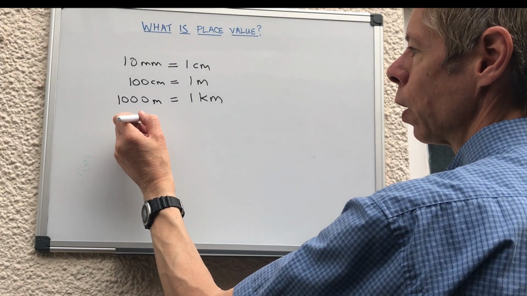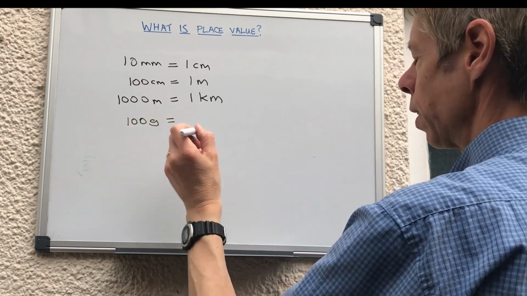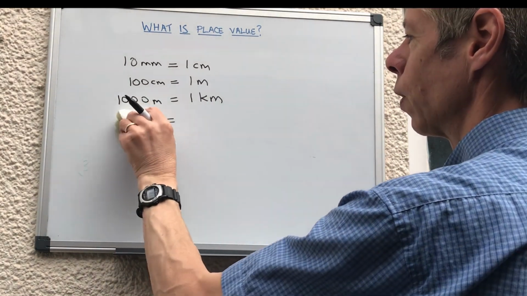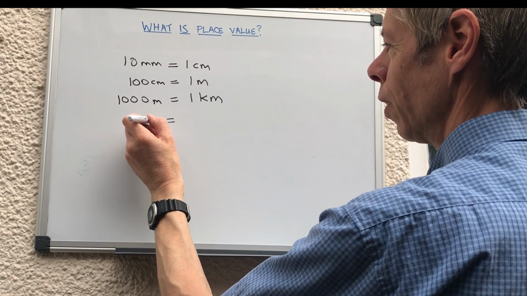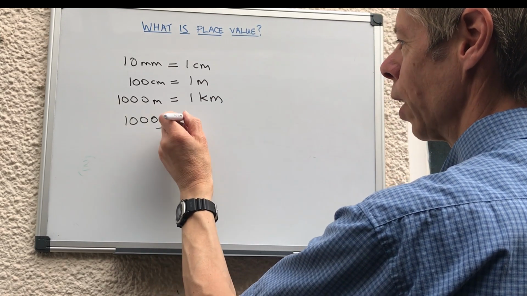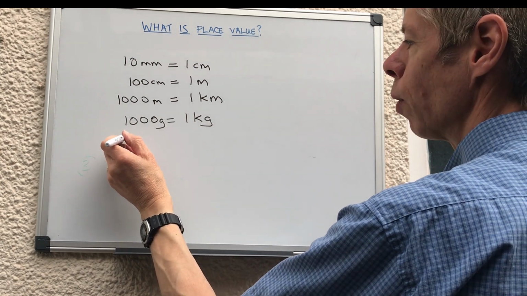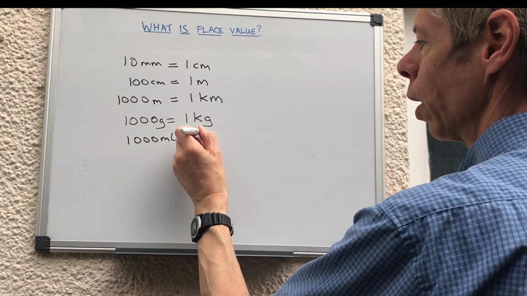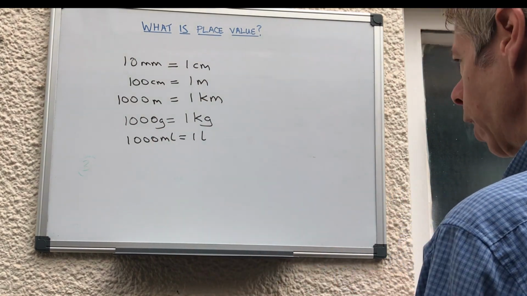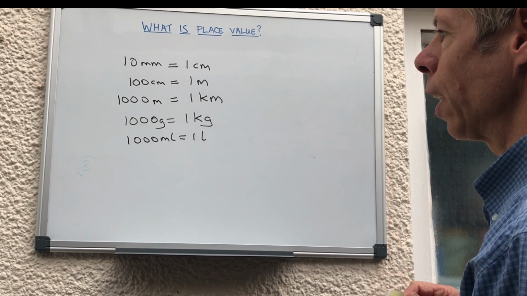And we've also got 1,000 grams. That's just 100. Thanks for pointing that out. There's always one person that's shouting at the video telling me what to do. So 1,000 grams equals 1 kilogram. And then you have 1,000 milliliters equals 1 litre. Okay, so that's where place value comes in really handy.